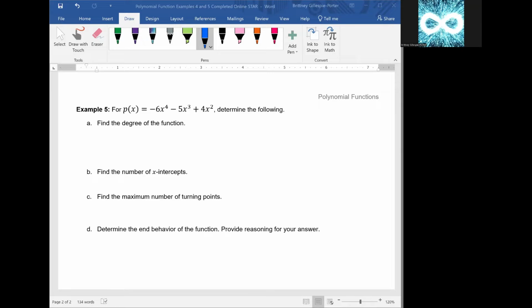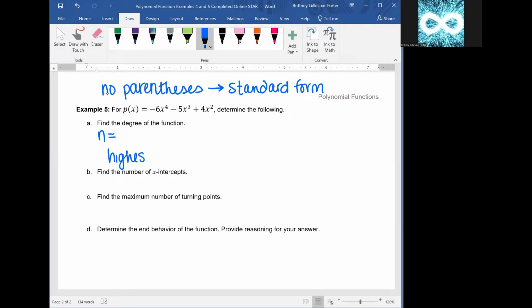Before we do that, we need to figure out what type of polynomial we have. Because we do not have any parentheses, that means that we have standard form. And that's going to come into play, especially when we find our degree. When we're asked to find our degree, remember that's n, and we're in standard form, so we need the highest exponent. Our highest exponent is 4, so our degree is 4.